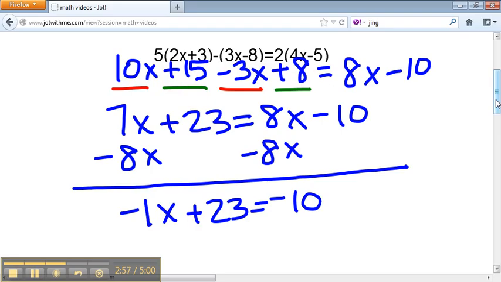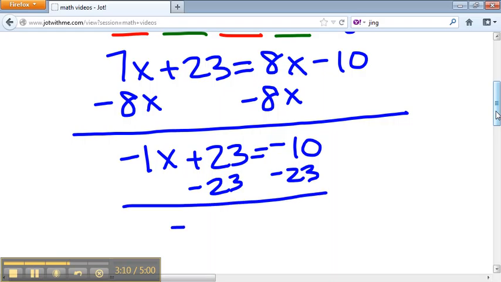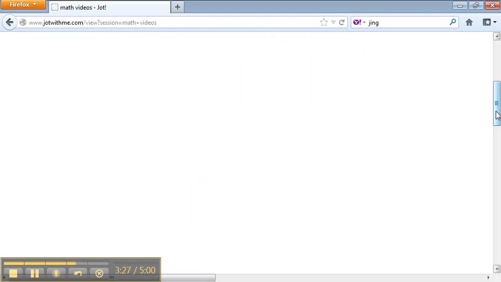Now I want to move that 23 over to the other side of the equation. So I will subtract 23 from both sides. I will get negative 1x, which we will write as negative x, equals negative 10 minus 23, which is negative 33. But we're not quite done. We have, let me get a new page here, negative x equals negative 33.